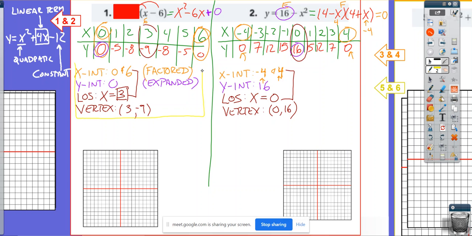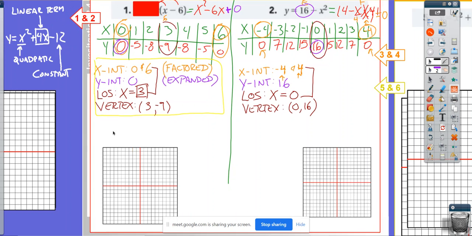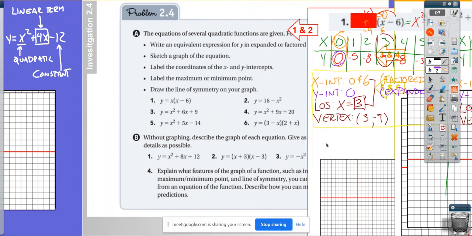I know it's hard to see. I'm purposely trying to keep it not very obvious, not as blinding. So you're just finding the x and y intercepts, the line of symmetry, and the vertex. That's all you need to do. To help you do that, I'm going to highly recommend that you use Desmos.com.